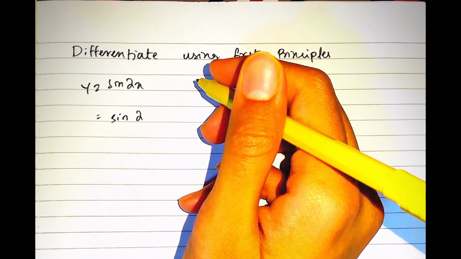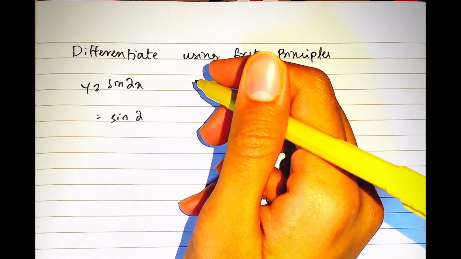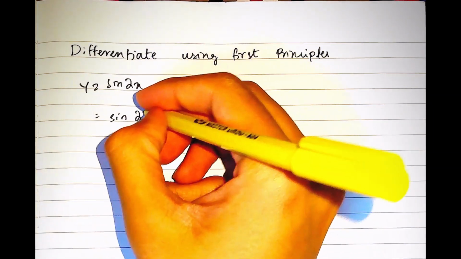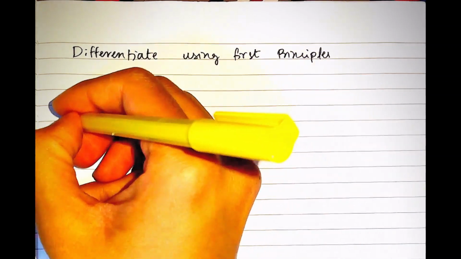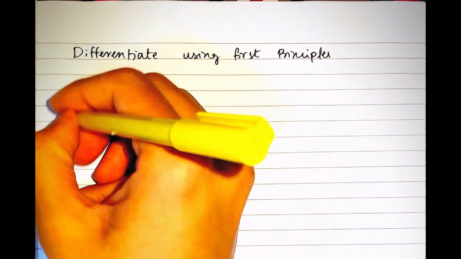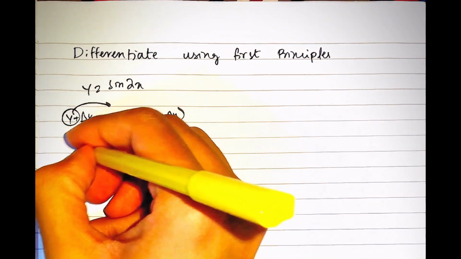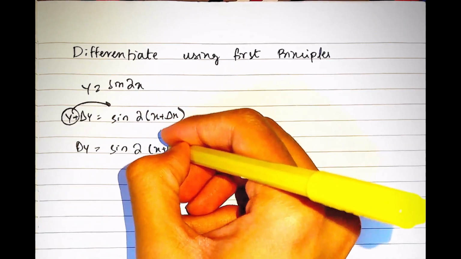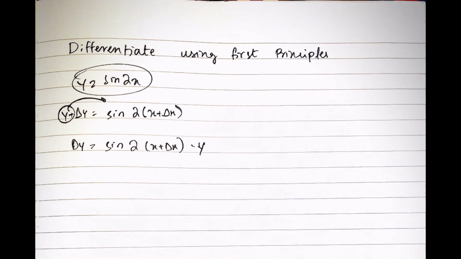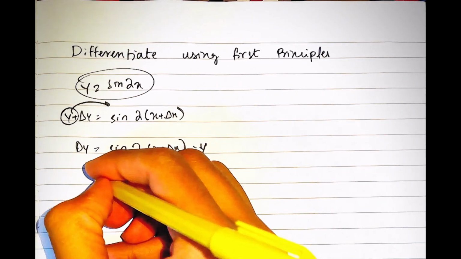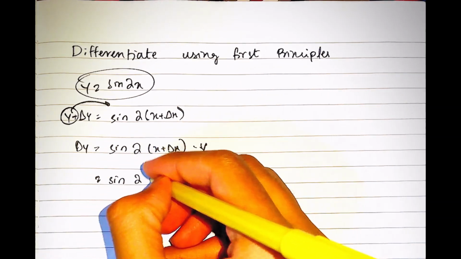In the first principle method, the very first step is to add an increment in the independent and the dependent variable. So x plus delta x and y plus delta y. I will move this y to the opposite side of the equation. The value of y actually is sin 2x, right? This was given in the question. So I can put y, which is equal to sin 2x.